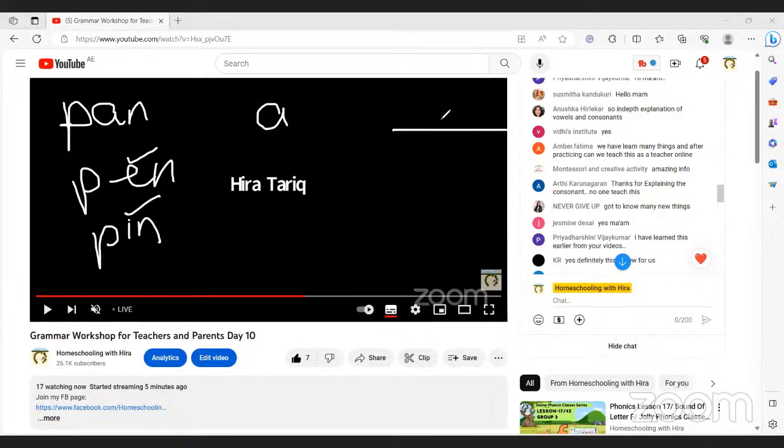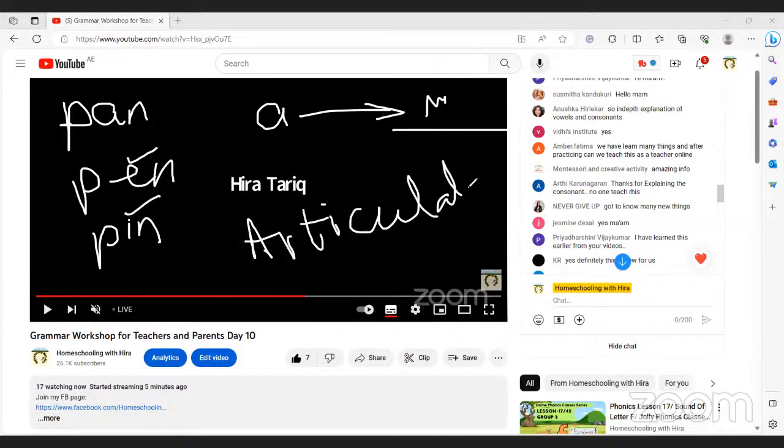So if they are writing an A here, they write something that is equivalent to this sound in Hindi, but it can never be. These are English sounds. They don't have any equivalent in Urdu or Hindi, right? It just depends on the articulation. Please teach articulation to kids, how to move their mouth.